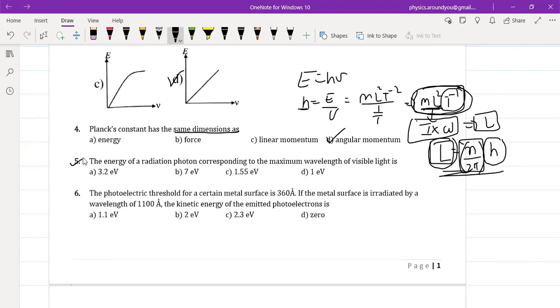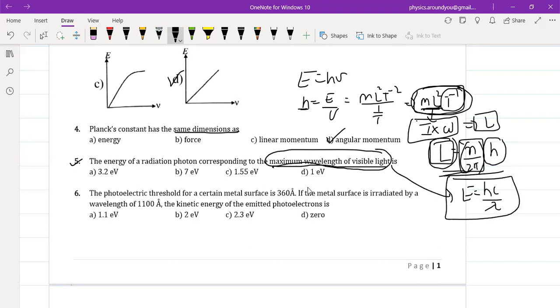Question number 5. The energy of a radiation photon corresponding to the maximum wavelength of visible light is. So here is where you need to, this is a memory based question, all right. Even if you don't do this, well, you are excused because it's memory based. Maximum wavelength. So what you do is you say that energy equal to hc by lambda.